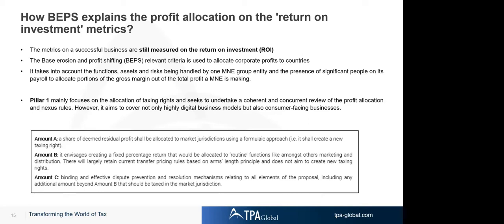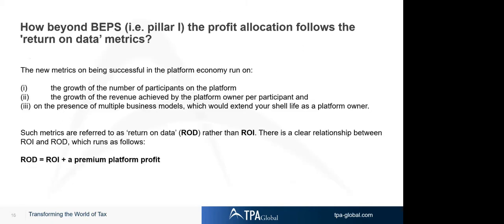So how do these two relate? The BEPS approach and the Pillar 1 approach, which is for now the formula based on politicians creating a compromise. Well, if we go to the next slide, we basically say, okay, beyond BEPS, so Pillar 1 is looking at a profit allocation, and it follows a return on data metric.